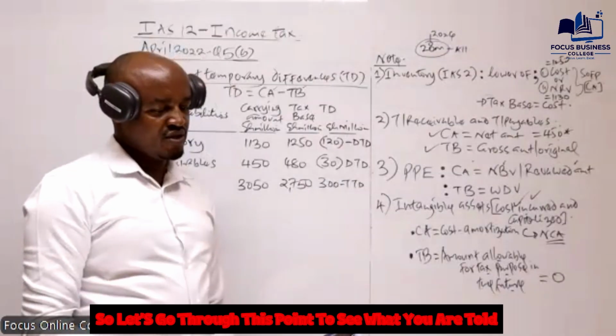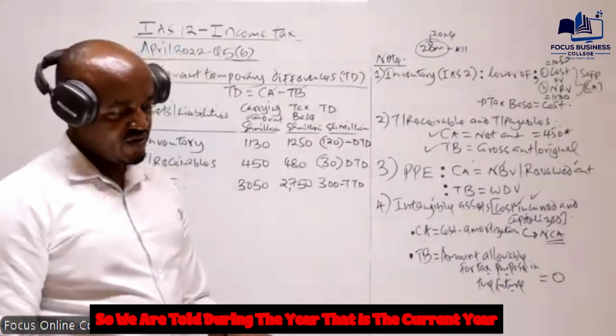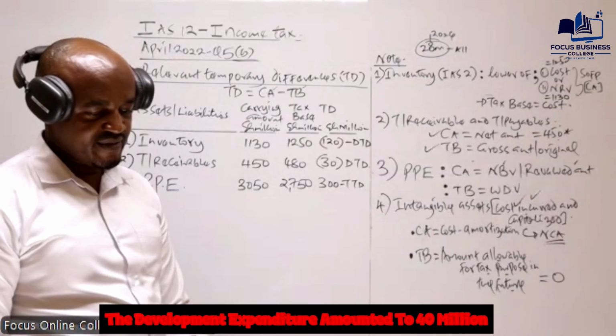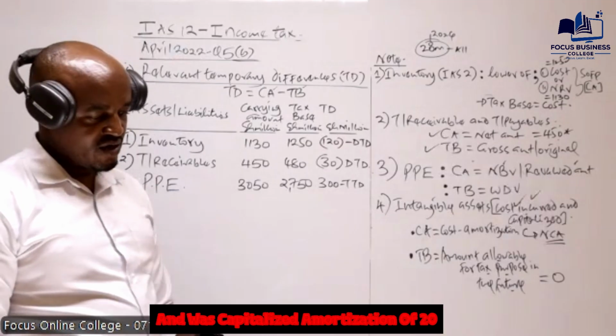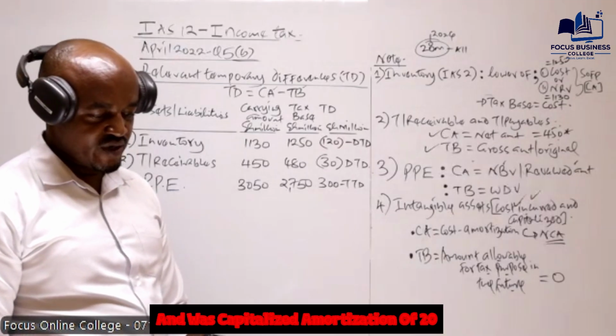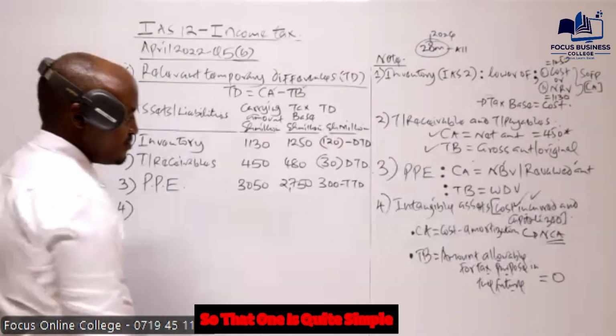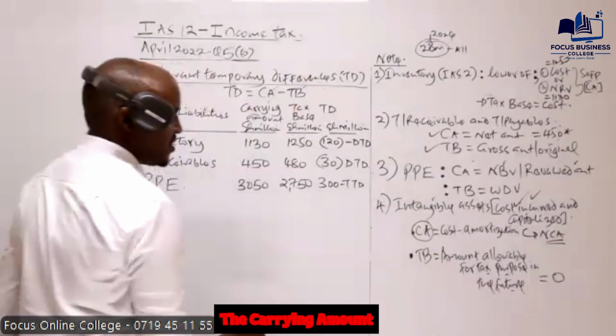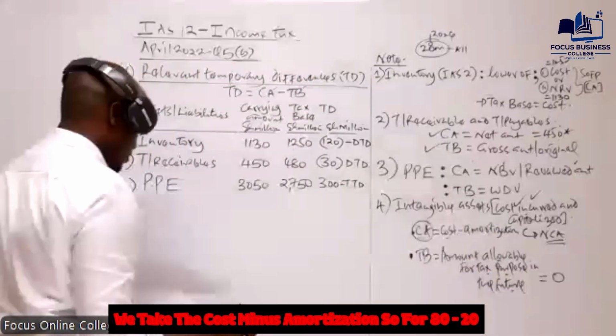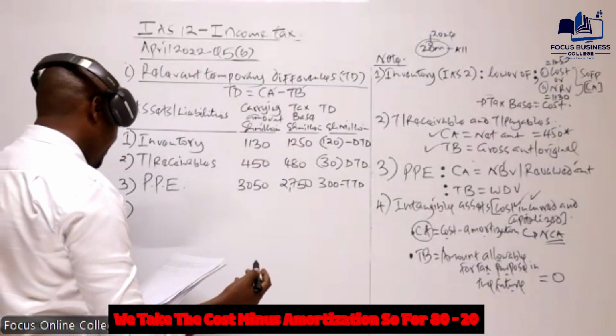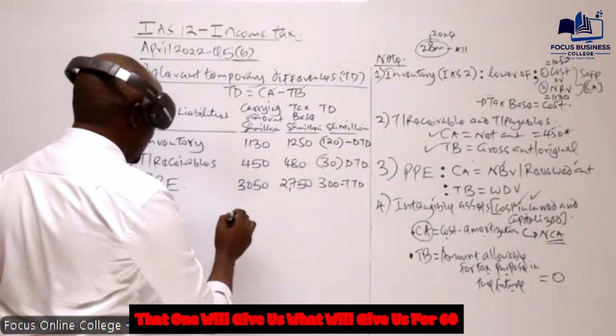So let's go through this point to see what you're told. We are told that during the year, that is the current year, the development expenditure amounted to 480 million and was capitalized, with amortization of 20. That one is quite simple because that will help us in computing the carrying amount. We take the cost minus amortization. So 480 minus 20, and basically that will give us 460.